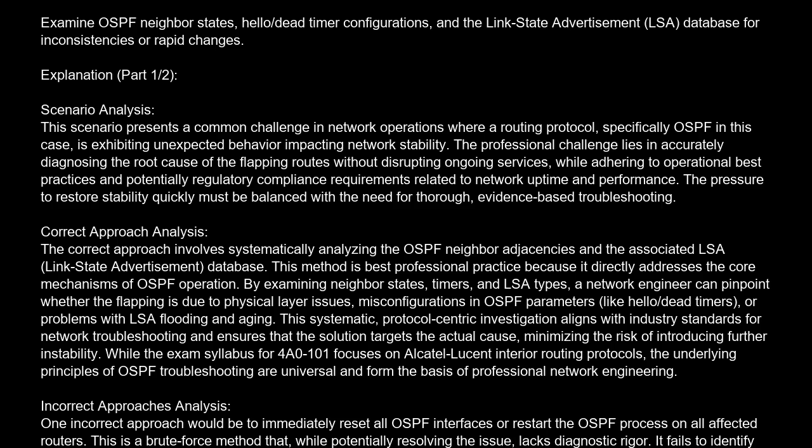Correct approach analysis. The correct approach involves systematically analyzing the OSPF neighbor adjacencies and the associated LSA, link state advertisement, database.